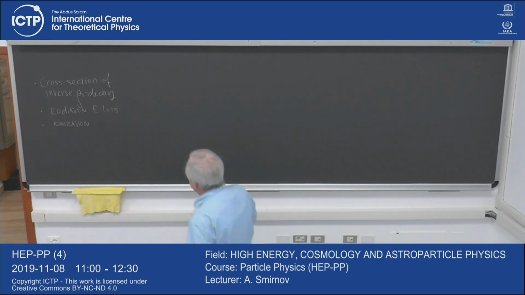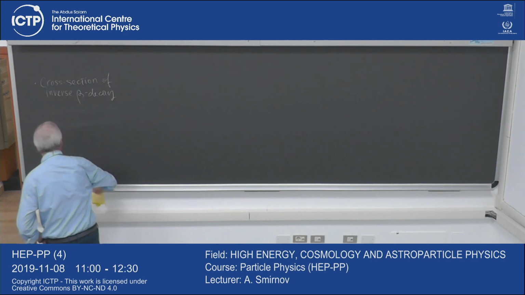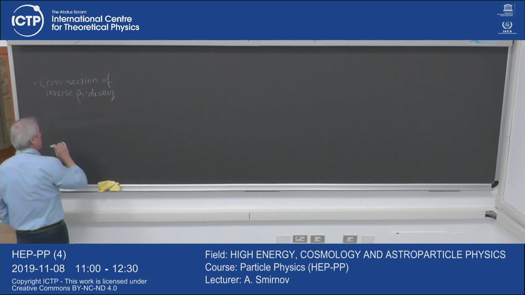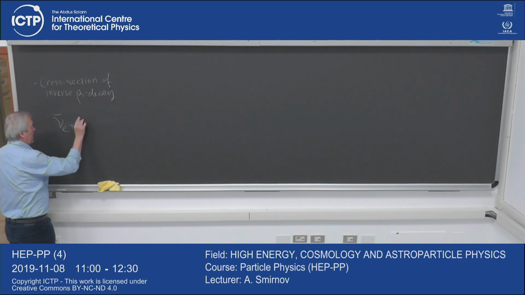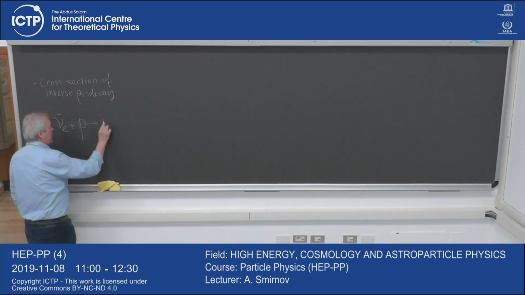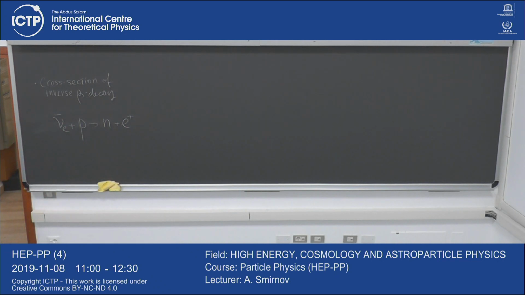So the first item, cross-section for inverse beta decay. Inverse beta decay is the process when an antineutrino interacts with proton, produces neutron and positron. This process comes from Fermi theory of weak interactions, Fermi theory for beta decay, but as outcome, as byproduct of this theory, some new processes have been predicted, and in particular this one.